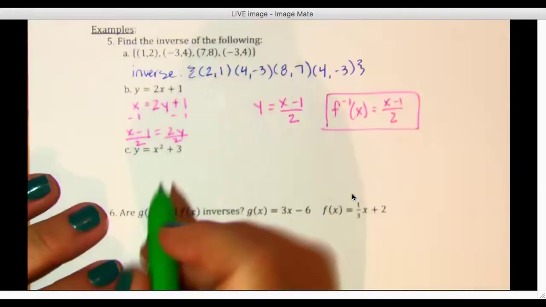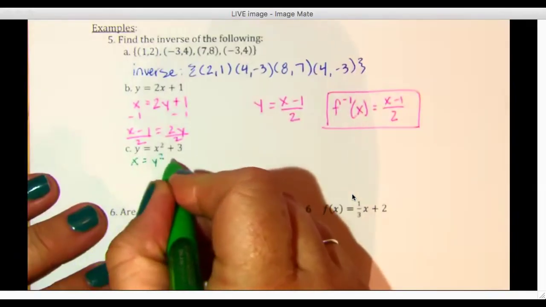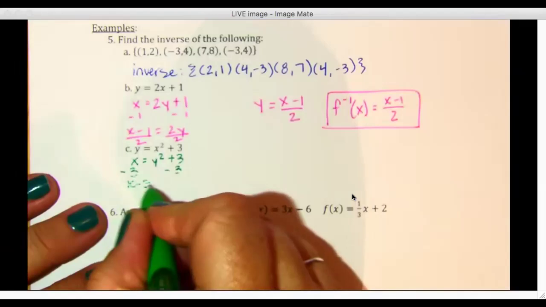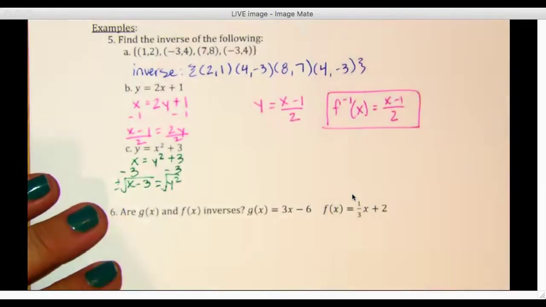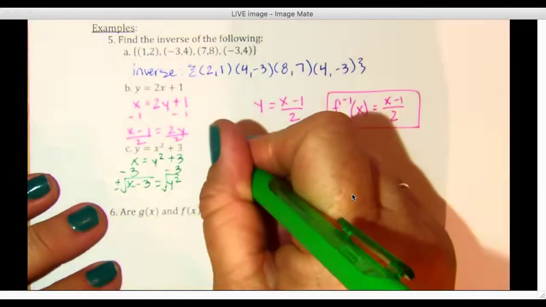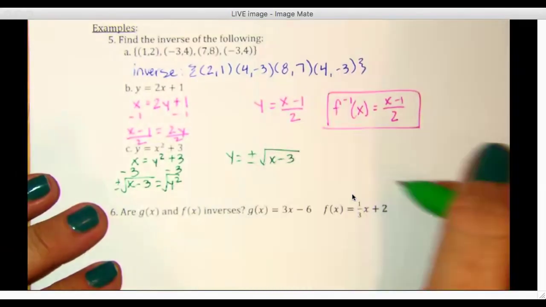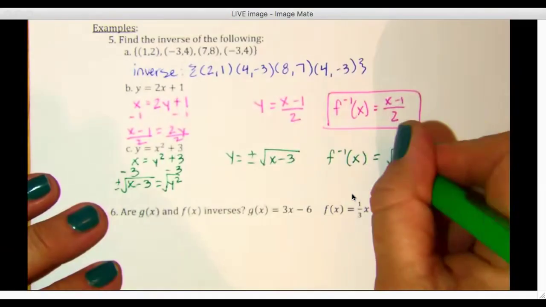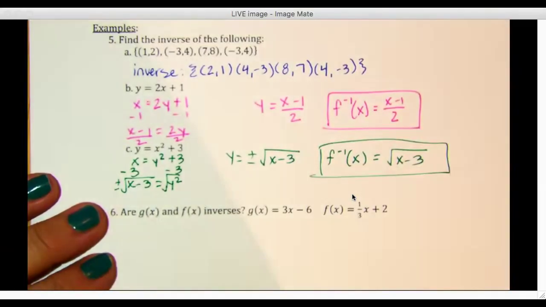If we have a quadratic here, I still switch my x and y. Subtract 3. x minus 3 is equal to y squared. Square root both sides, plus or minus on this side, and I get y is equal to plus or minus the square root of x minus 3. And again, I can use that function notation, and that would be my inverse.